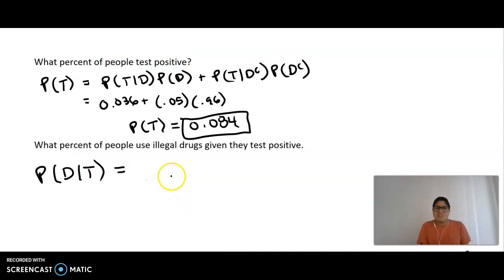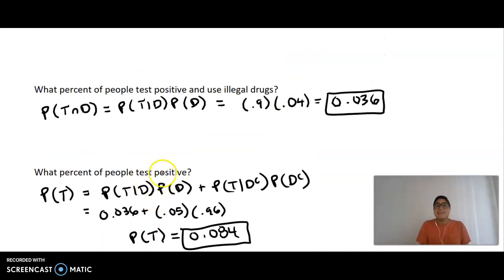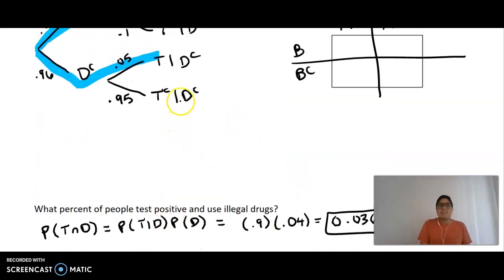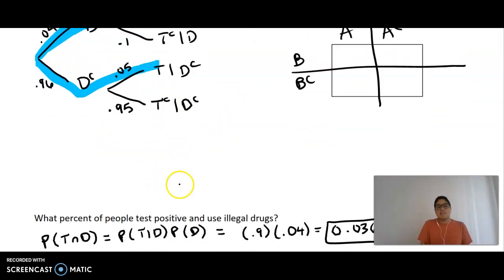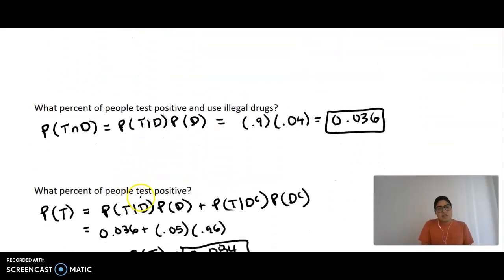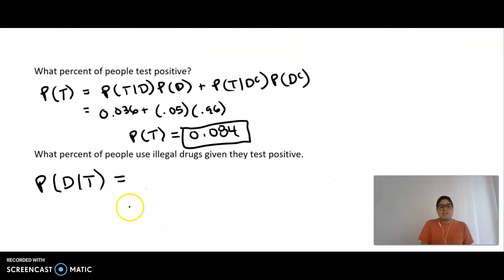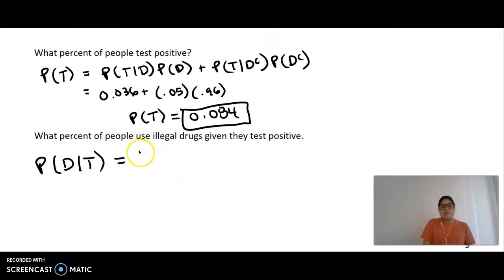And you might be thinking to yourself, wait, don't we already have this? No, we don't. We have the probability that they test positive given that they use drugs. But here we want the probability they use drugs given that they test positive. So here what we're going to do is, again, in my numerator, I will have the both. So I want that they test positive and they use drugs divided by the condition of testing positive.